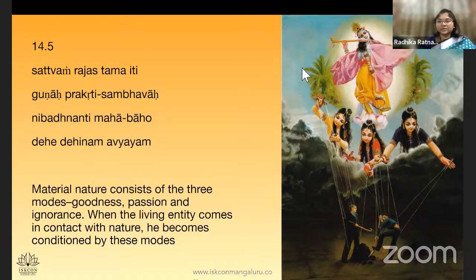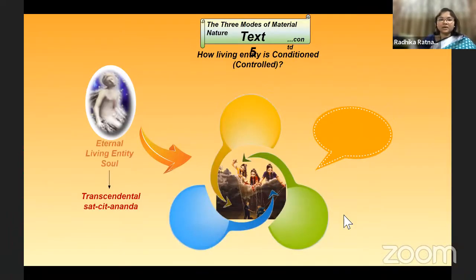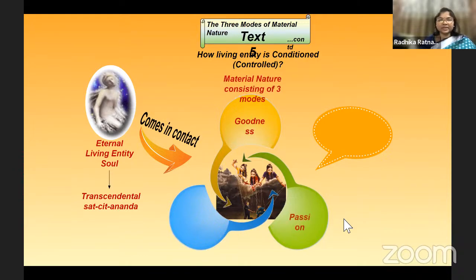So the three beautiful ladies you are able to see on the screen represent the three modes, by which a person, when he comes in contact with the material nature, will assume different forms. So how are the living entities' conditions controlled? When he comes in contact with the material manifestation, he will manifest accordingly.